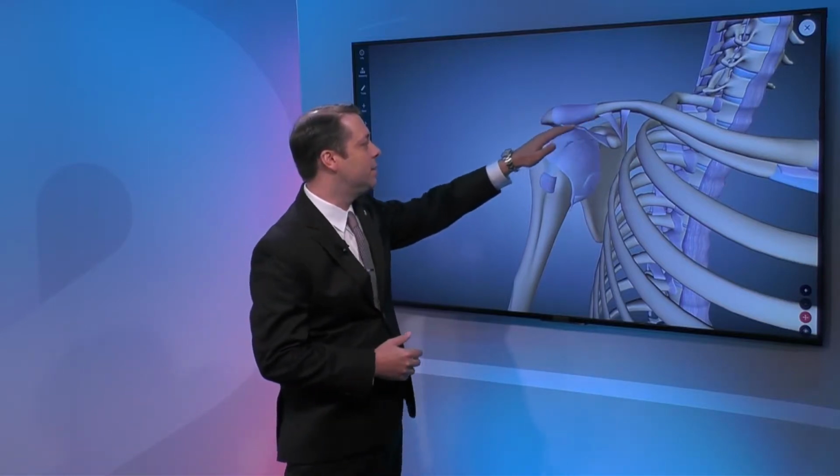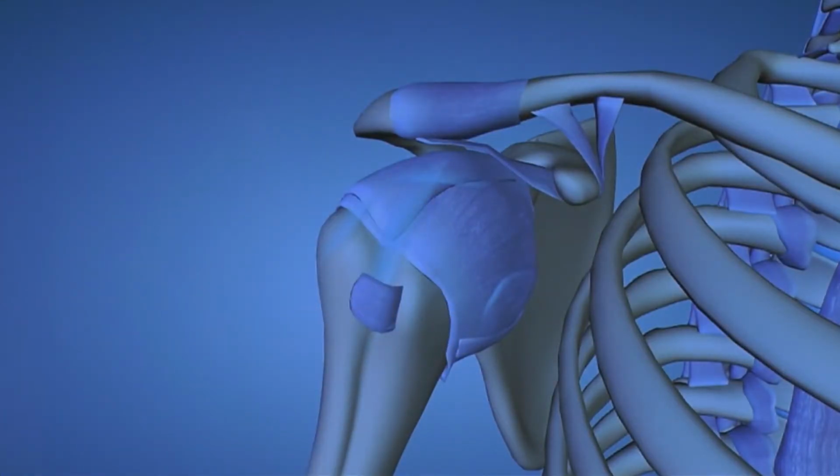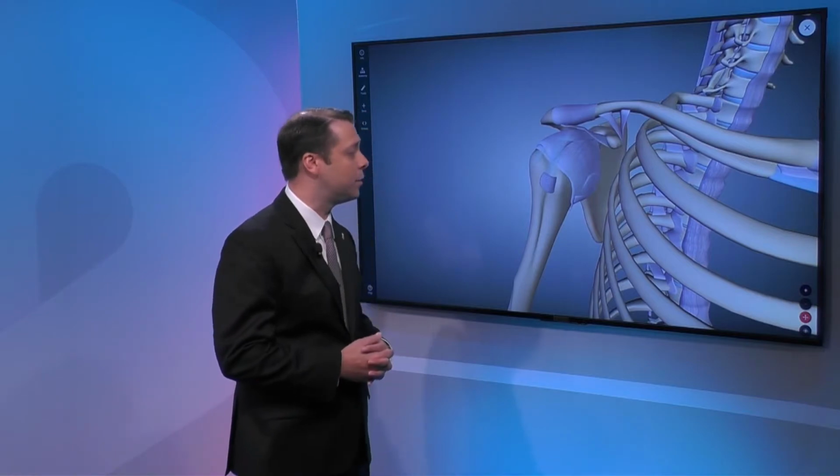Obviously, underneath this area here and surrounding this entire area is your rotator cuff tendons, which is something that's very common these days with injuries and things like that. So we'll be going over a lot of that different type of material here today in the show.